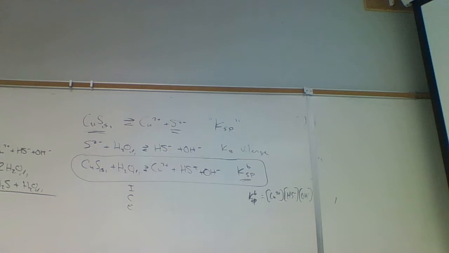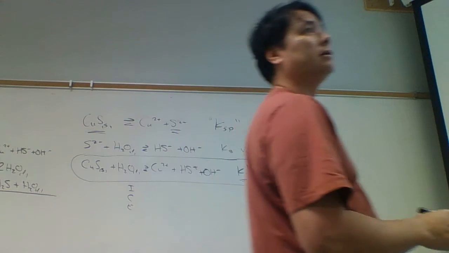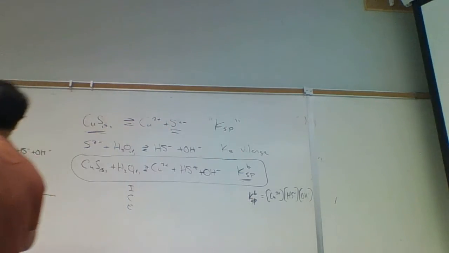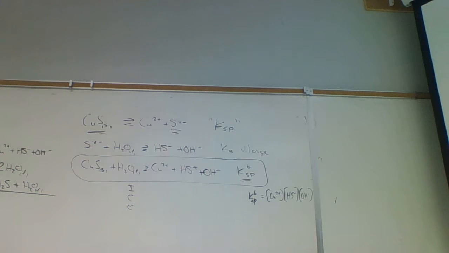Normally when we do a KSPA, there's only one base to attack. In this case, for the sulfide, there are going to be 2 bases to attack because we have HS minus, which is a base, and OH minus, which is a base. HS minus turns out to be a pretty decent base in terms of strength. And so we can add up all 3 equations.